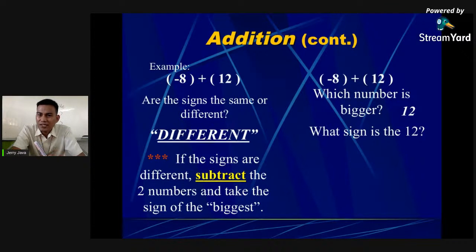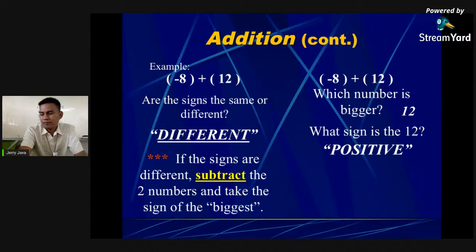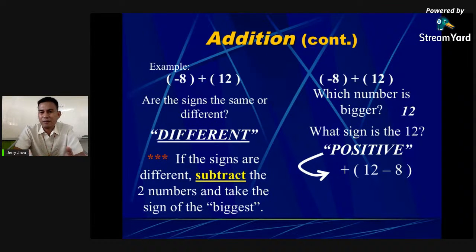Kapag ang number wala siyang sign na negative or positive, that means it is positive. So, what's the sign of 12? It's positive. Then, what are you going to do next? So, you subtract 12 minus 8. So, copy the sign of the bigger number, which is 12.